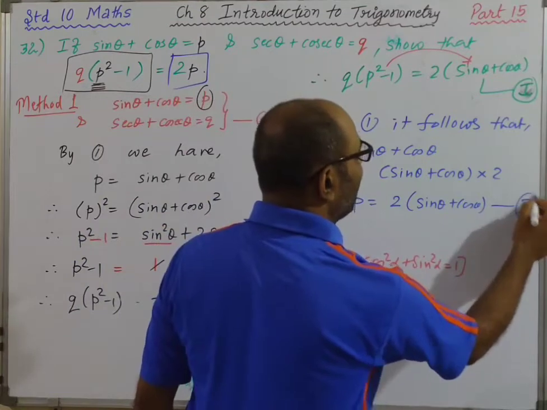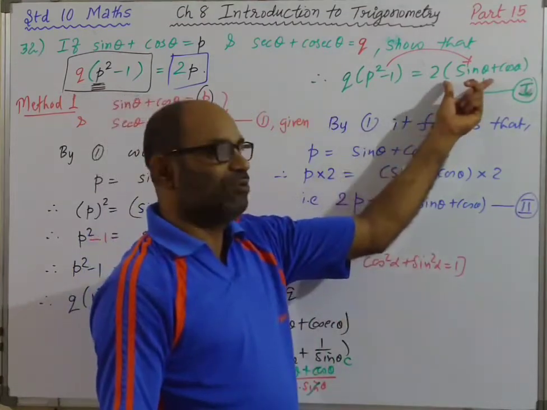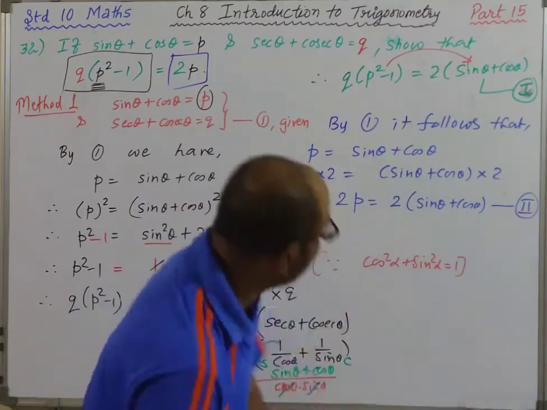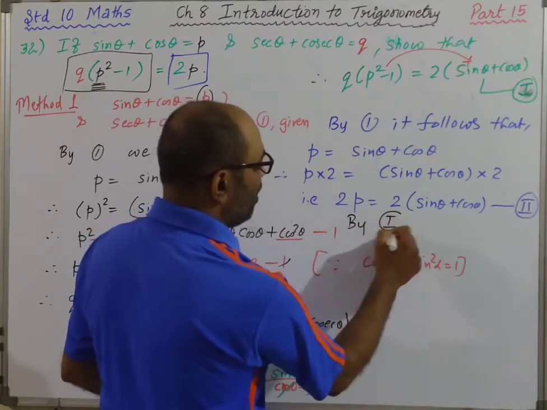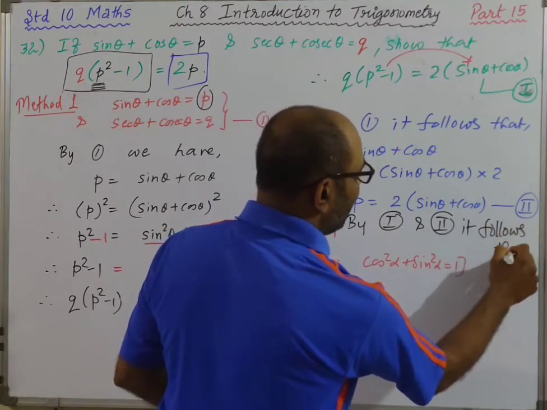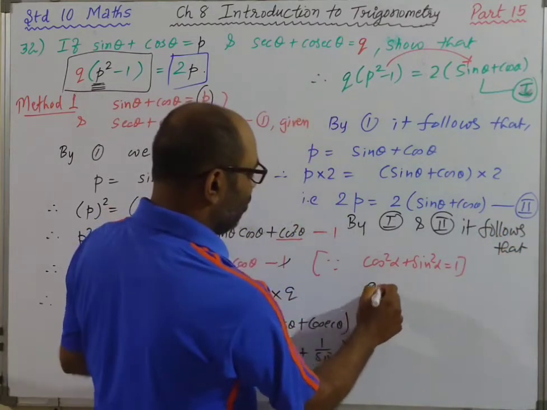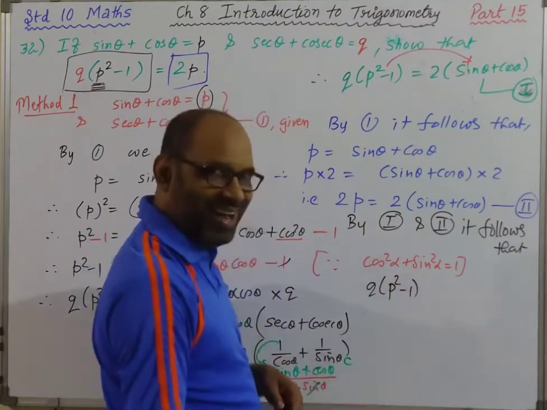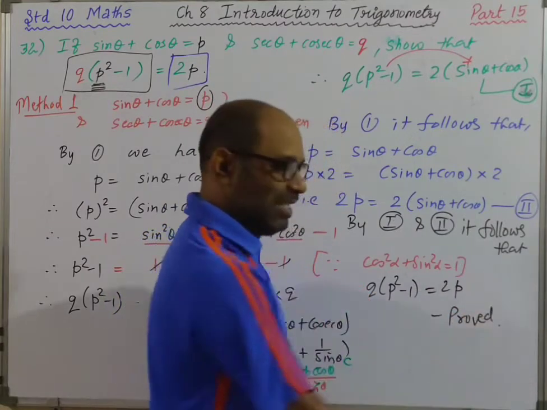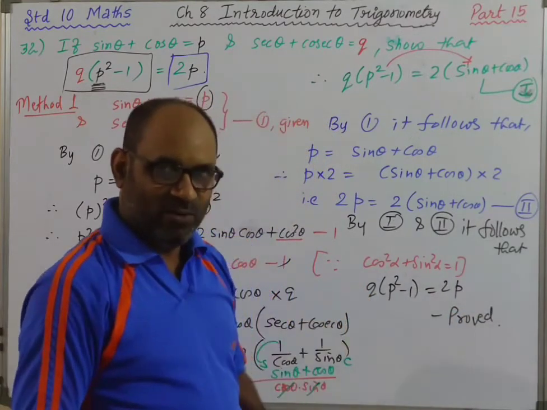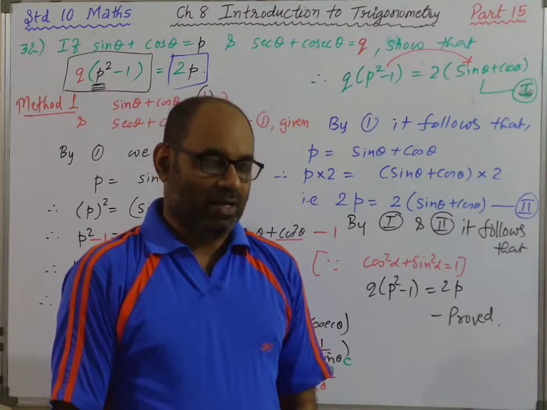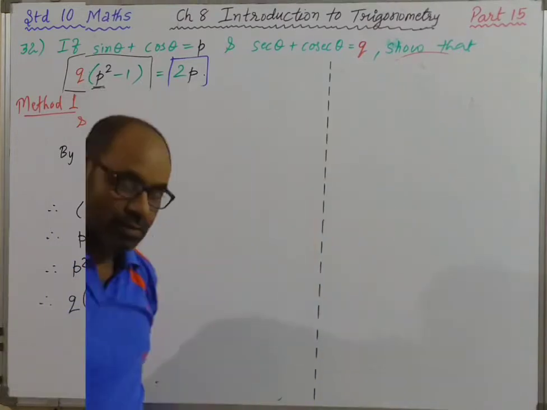This is result second. What is right hand side here? 2 sine plus cos. So by first and second, it follows that, बताइए, yes, q into p square minus 1 is equal to 2p. Proved. Wasn't that easy? Yes, it was. Correct? Alright. Now I'm going to show you another method. So let's see the alternative method then.